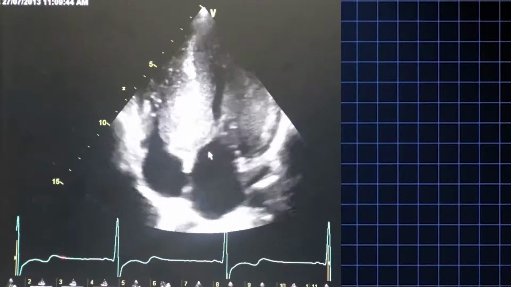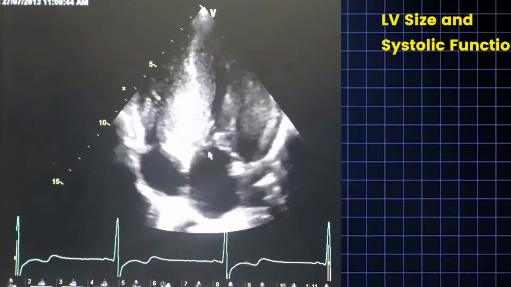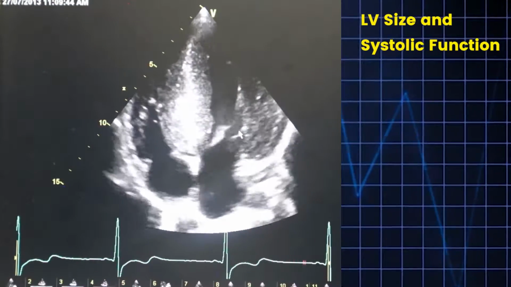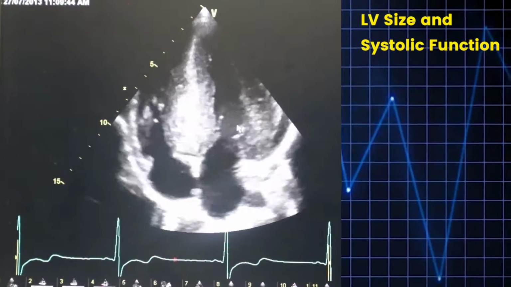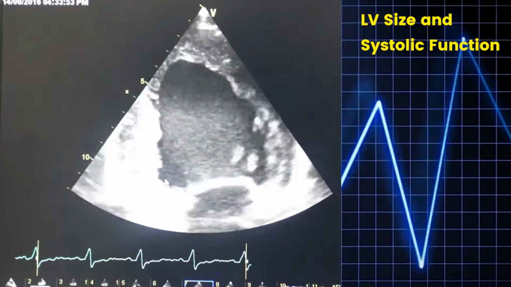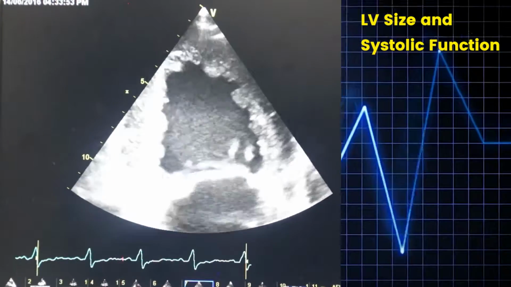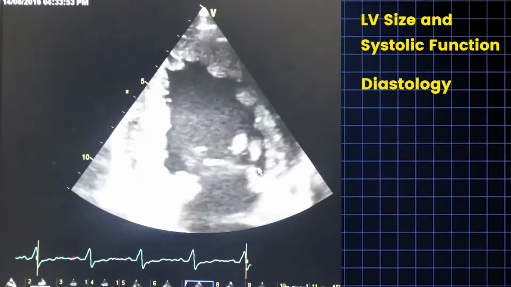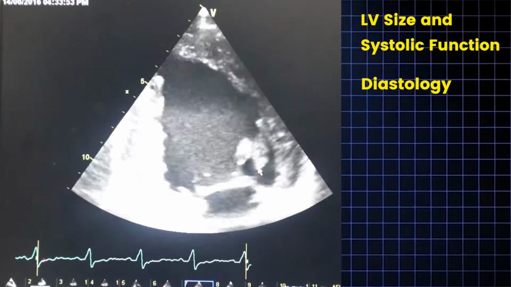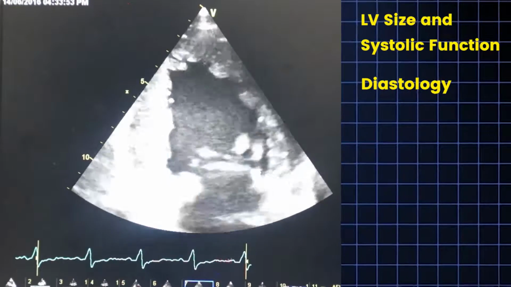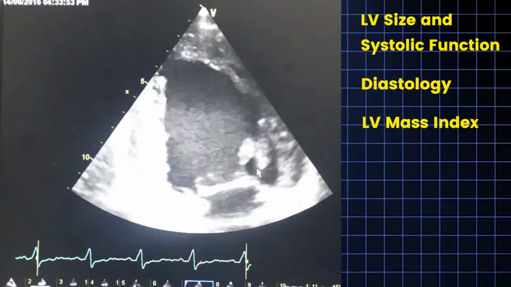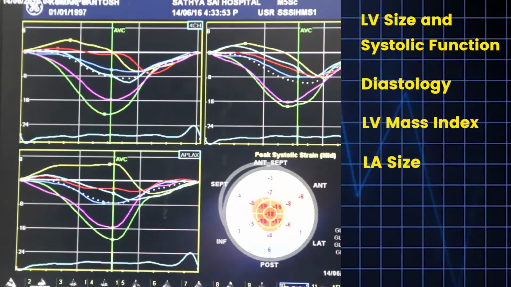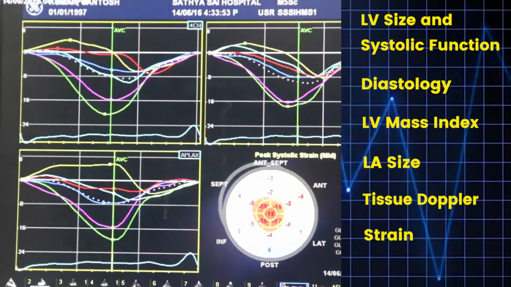Finally, other findings. Describe the LV size and systolic function. Because the LV cavity is so small, you should get an increased ejection fraction. If you find that the LV cavity is dilated or LV systolic function is less than 65%, that generally indicates a worse prognosis for these patients. Be sure to discuss diastology, LV mass index, LA size, and finally, tissue Doppler and strain.